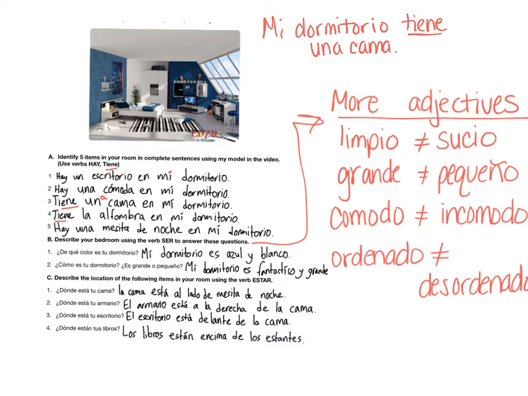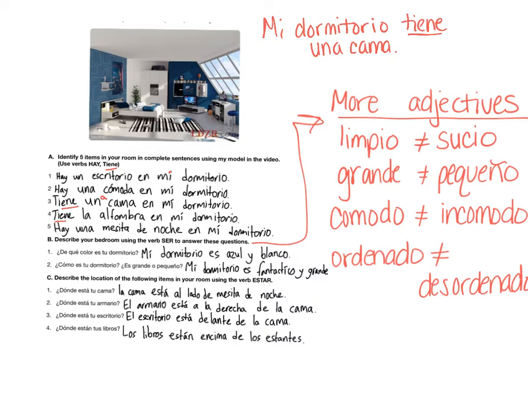Part B had 2 questions of review from last week's content. ¿De qué color es tu dormitorio? What color is your bedroom? And número 2, ¿cómo es tu dormitorio? What is your room like? There are some additional adjectives on the right. You just saw these in the Quizlet and on the quiz today to use to describe our bedroom in a little more detail besides grande and pequeño.